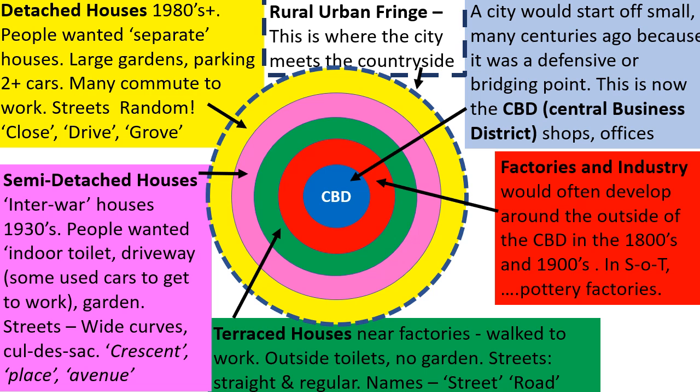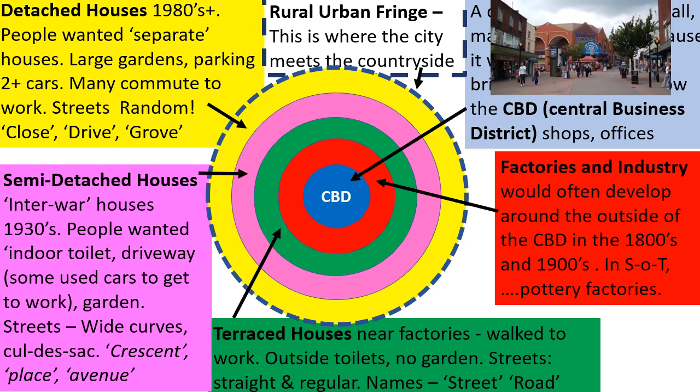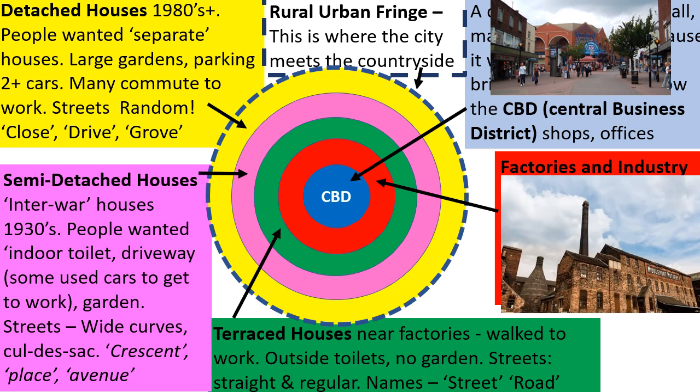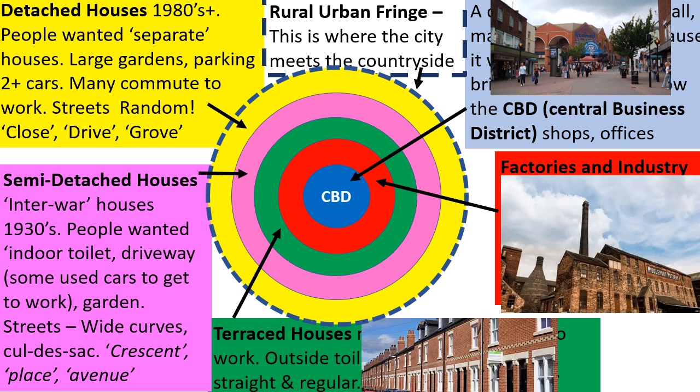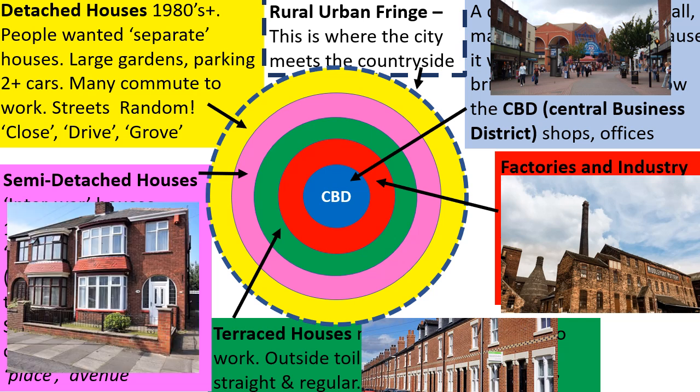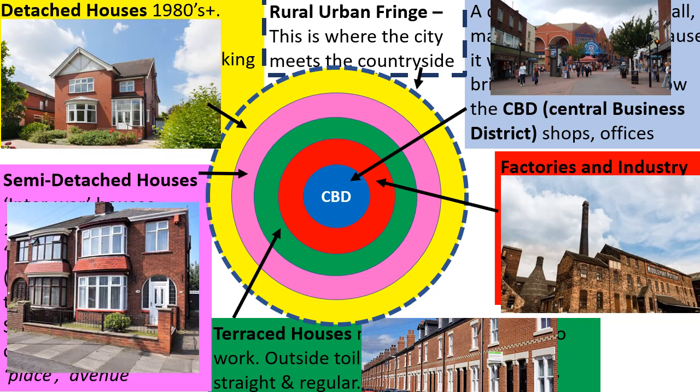Of particular focus is the rural-urban fringe. That's the edge of the city, where the city meets the countryside. We've got the CBD, an image there. We've got factories in the next zone. We've got terraced houses in the next zone. Semi-detached houses in the next zone. And detached houses in the next zone. There's all kinds of exceptions to where this might occur in the city. So this isn't perfect. And then finally, we've got the rural-urban fringe.